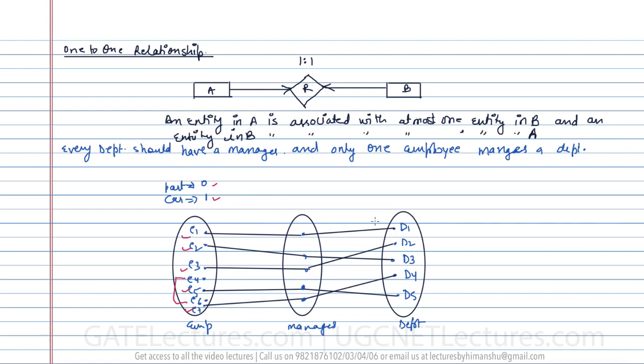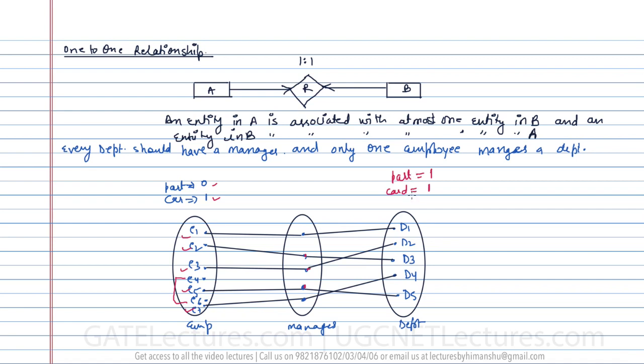In the same way, what is the cardinality of department? Cardinality of department is 1, because every department should have an employee and only one employee manages the department. So at maximum, the department is participating in one relationship. What is the participation of department? Participation of department is also 1. Cardinality is 1, and participation is also 1.